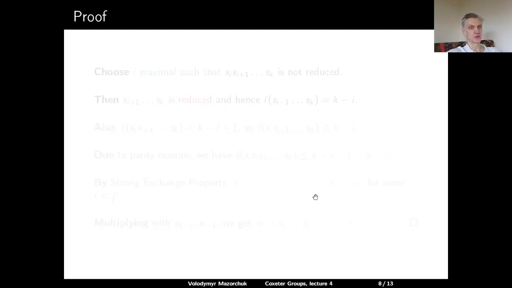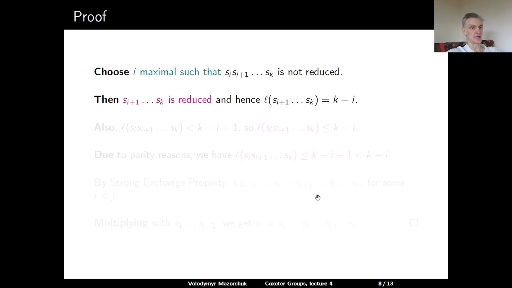Now let's prove the deletion property. Let us choose i maximal such that the expression s(i+1), and so on, sk is not reduced. Of course, such i exists because if we take the last letter, sk, this is a reduced expression. So we can choose i maximal such that this suffix of our expression is not reduced. Then, if we remove si, the rest is reduced because of the maximality of i, so s(i+1) and so on, sk is reduced, and so the length of this element is equal to k minus i.